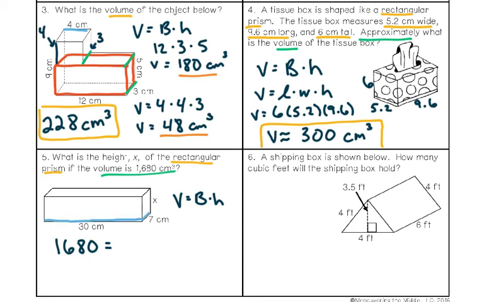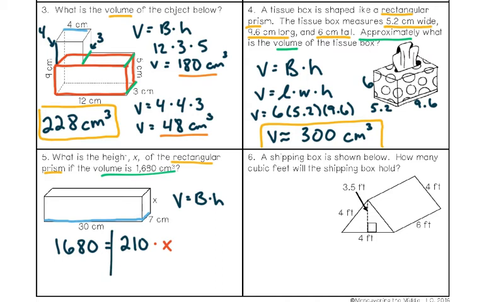Since we have those two numbers, 30 and 7, and the area of the base is a rectangle, I'm going to go ahead and multiply those. 7 times 30 is 210, and all that's left in this formula is to multiply by the height. Since we don't know the height, I'm just going to use that variable x. And when I have this set up like this, I just have a one-step equation.